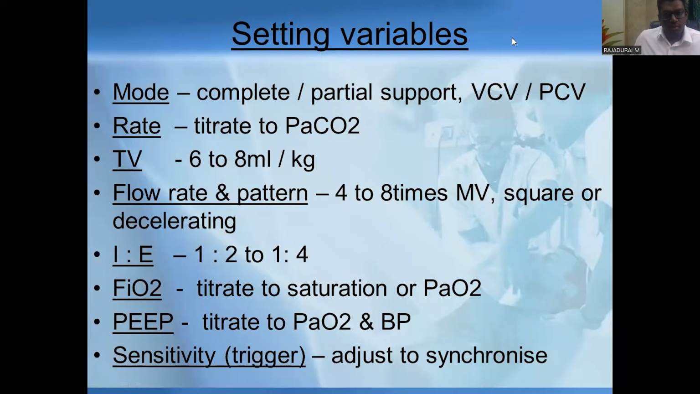So a mode, you need to select the mode. Either it can be a complete support or a partial support. Rate, titrate according to PaCO2. Tidal volume, ideally it should be 6 ml per kg. And the flow rate and pattern, 4 to 8 times the minute volume, square or decelerating. Inspiratory to expiratory ratio, ideally 1:2. FiO2 based on the patient's saturation and the gases. PEEP titrate to PaO2, and sensitivity adjust accordingly.